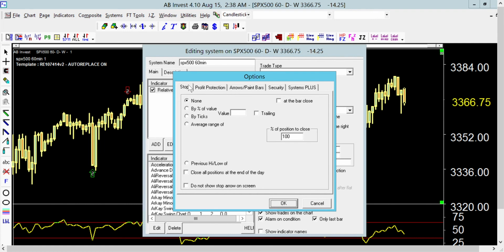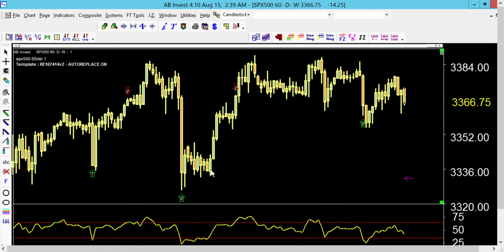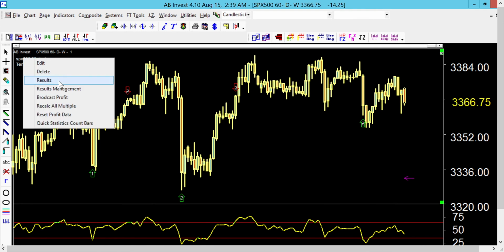For the simplicity of this tutorial, I'm basically re-editing my system. I'm going to the options menu, but this time not the profit protection that we have done over there, but on the stop screen I'm re-choosing the by percentage of the value. I'm just re-putting here 1%, because the 30 points is around 1% of the 3000 average instrument value of S&P 500. When I'm closing, always at the bar close. And over here, when I'm trading, always at bar closes. So I'm resaving my system over here, and I'm just rechecking my results.